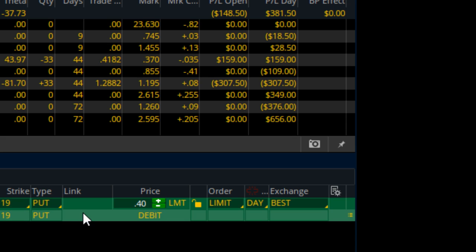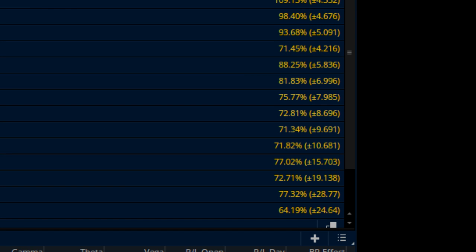All right, and let's plug this into our analysis. So what I'm doing is I'm going on this trade, I'm right-clicking on my mouse, and I'm hitting Analyze Trade.